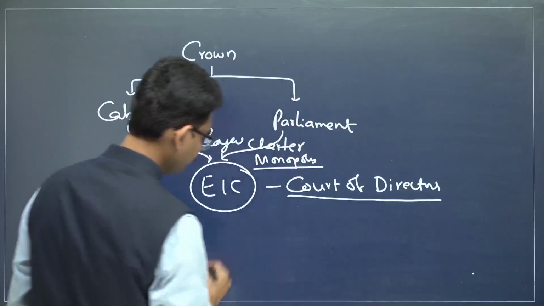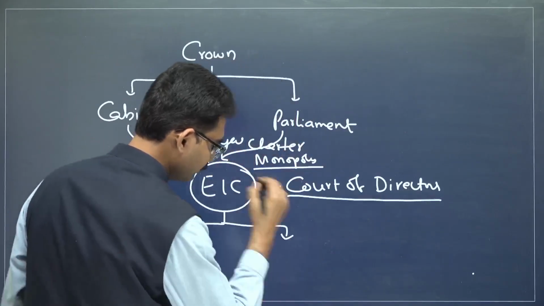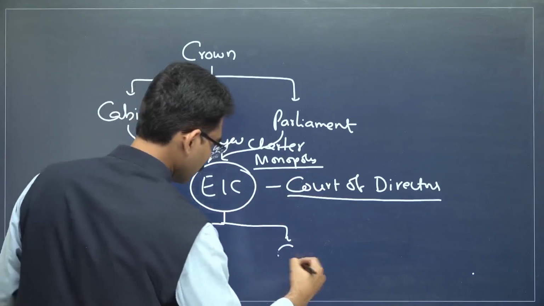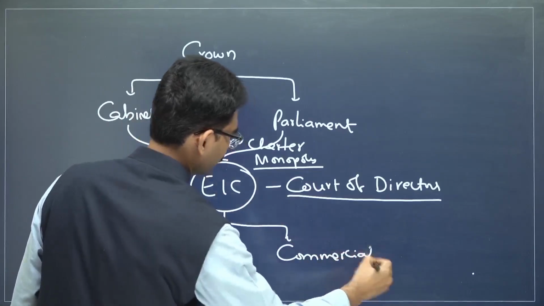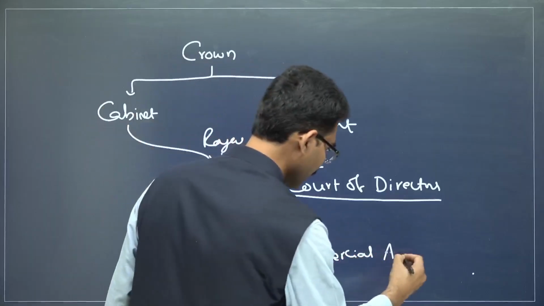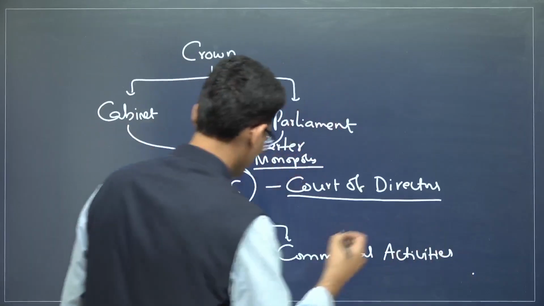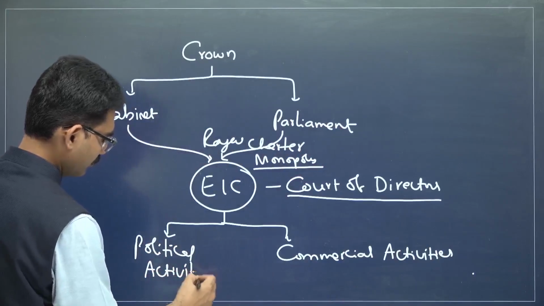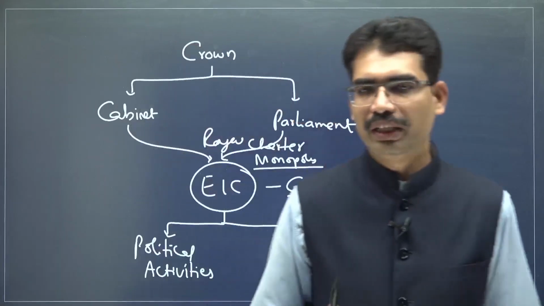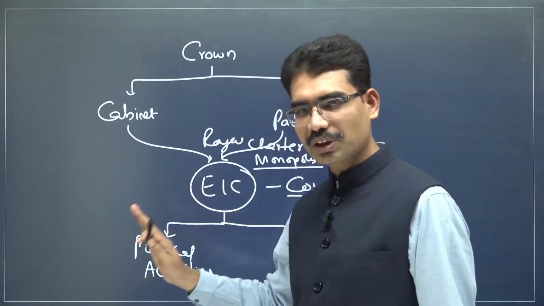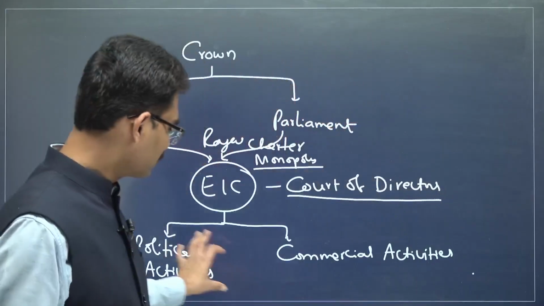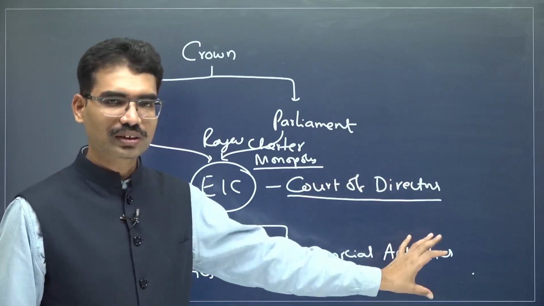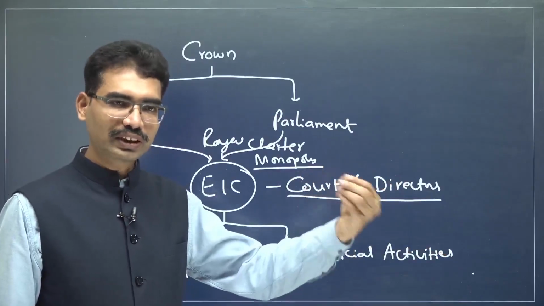The Court of Directors used to take care of both commercial activities of East India Company in India and also political activities. Initially, East India Company came as a commercial body only. There is no concept of political activities. Up to 1765, it is commercial activities only. But now they are getting the opportunity to enter into politics also.